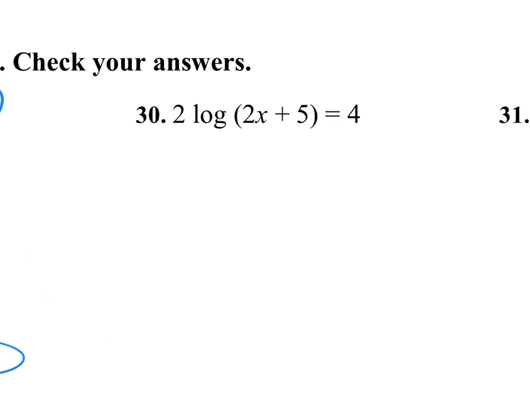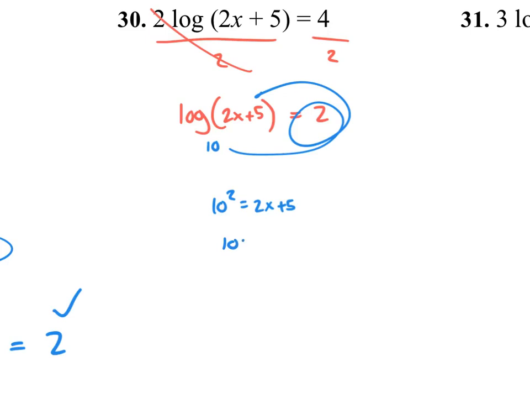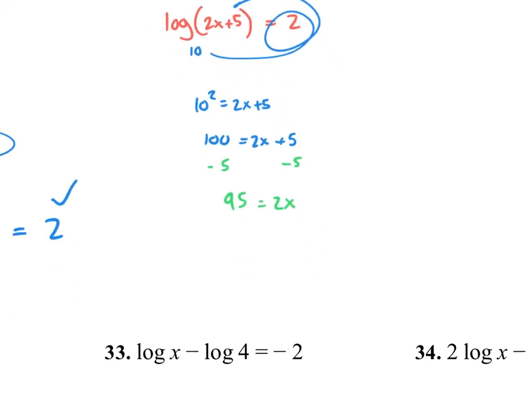This next one, before we do loop and swoop, we do have to have everything as isolated as possible. So we get this, and then now we're ready for a loop and swoop, to where we'd have 10 squared is equal to 2x plus 5. So that's a 100. And when we subtract a 5 from both sides and divide by a 2, we'll get that x is equal to 95 over 2.